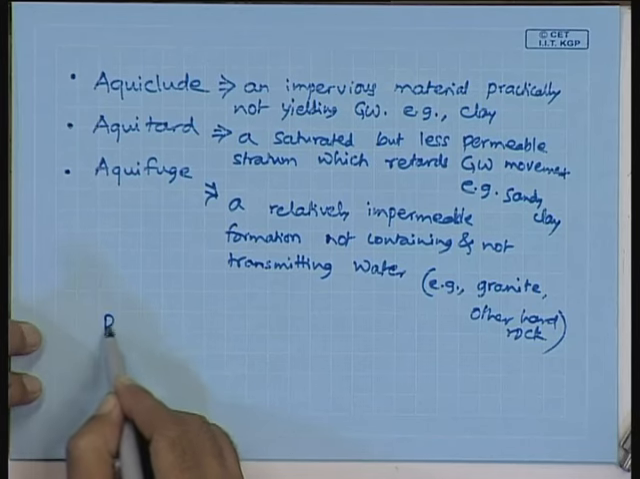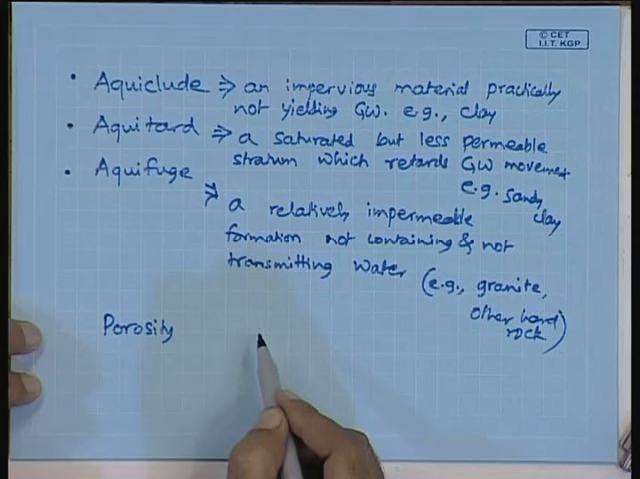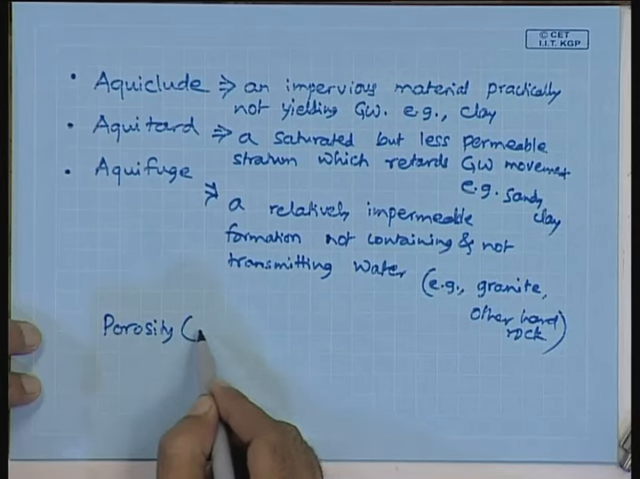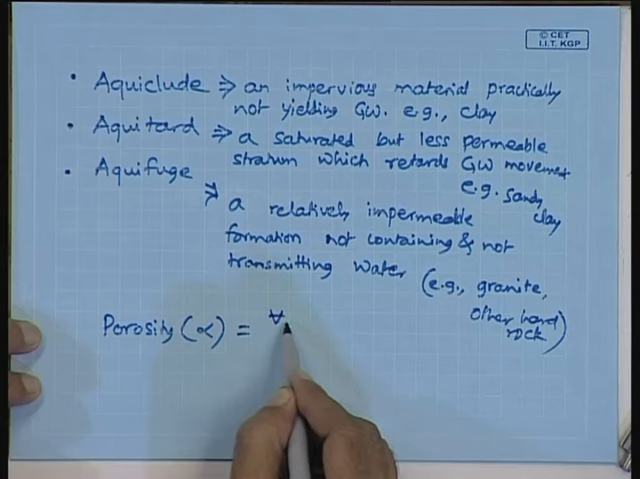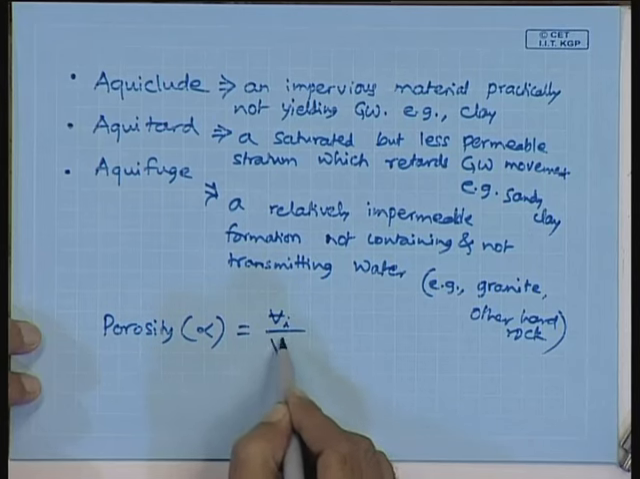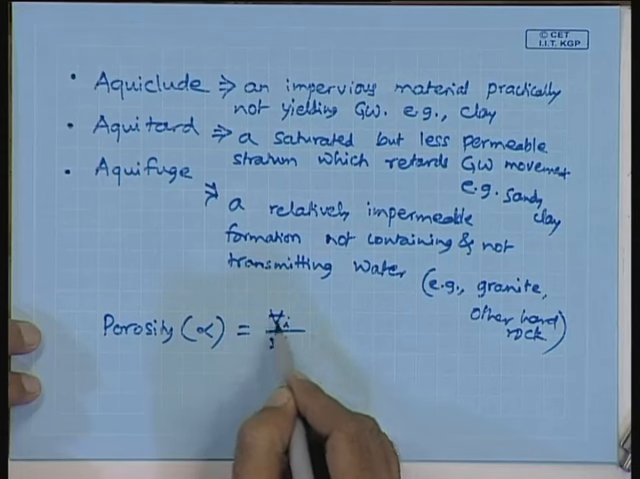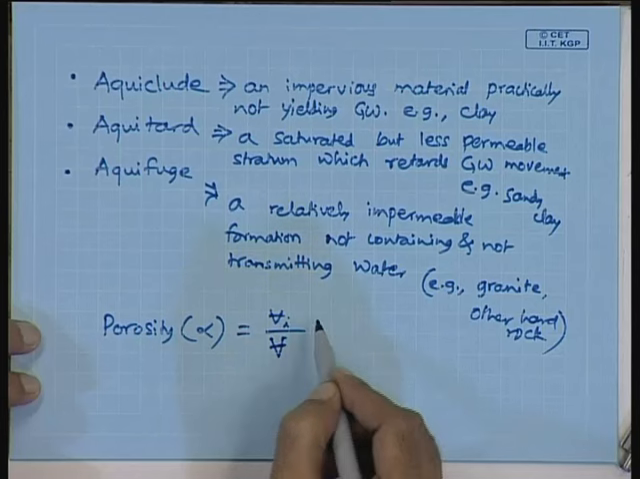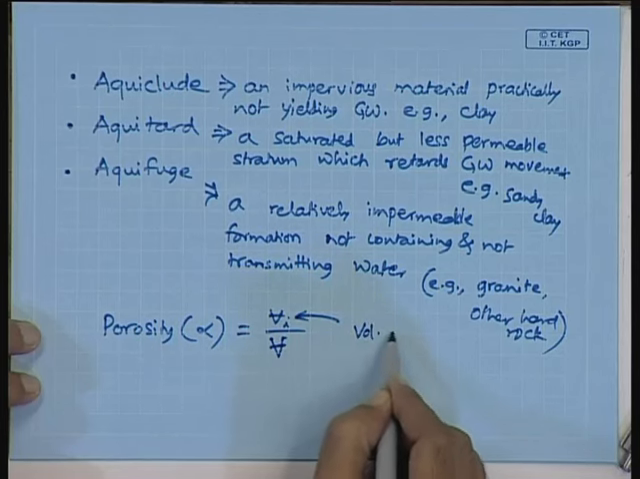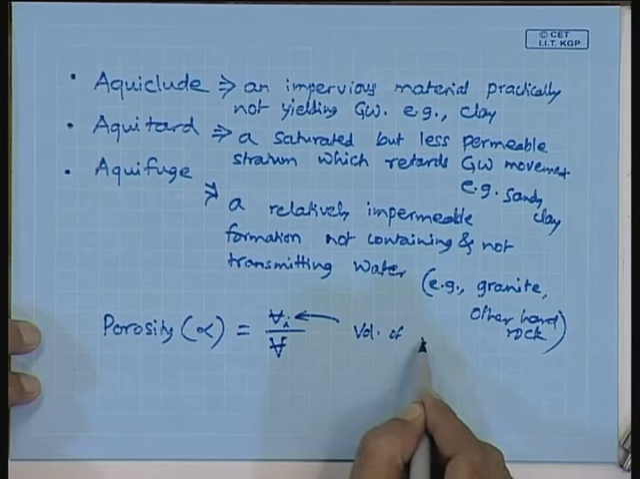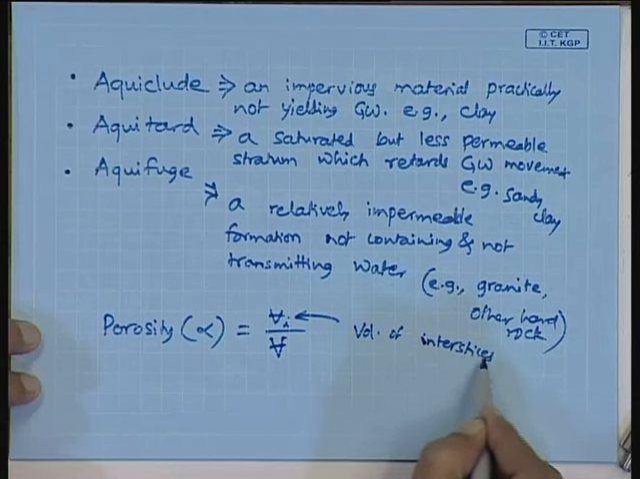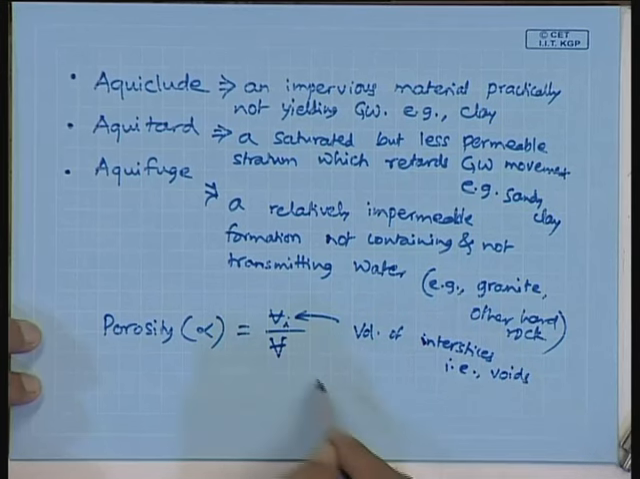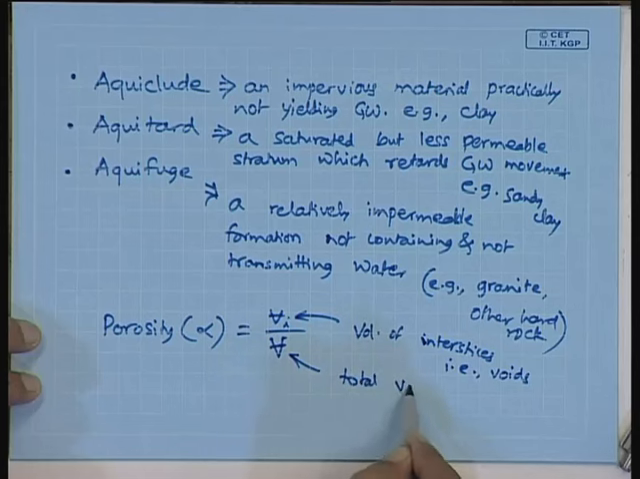Now, the most important property of the rock or soil is known as porosity. If you denote it as alpha, then it is the volume of interstices divided by the total volume. Just to distinguish this from velocity, I am using the V hat notation. So this V_v is the volume of voids, interstices, that is voids, and this V is the total volume of soil or rock.